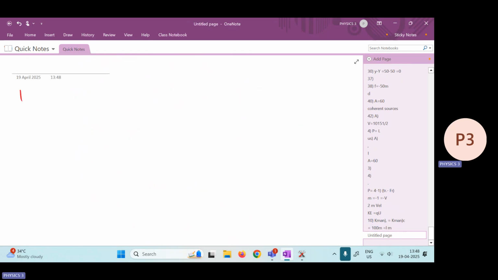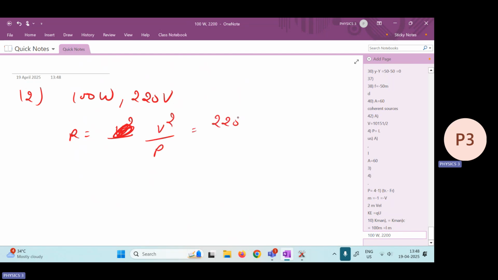The 12th question. In the 12th question, we are given a bulb rated 100 watt, 220 volt, connected to an AC supply of 220 volt. Find peak current in the bulb. So resistance we can find out by V square. Sorry, P we know is V square by R. So yes, it is correct. R is V square by P. So V we have is 220 square by P we have is 100, right?